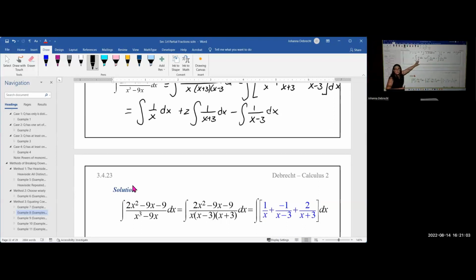Well, I know what this one is. It's just the natural log of the absolute value of x, right? That one's done. And of course it has a constant. What about the second two? Well, they're u substitution, but I can let u be x plus 3 and du is dx. So it's really 1 over u du again. So this becomes 2 times the natural log of x plus 3.